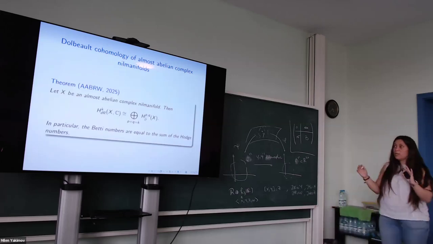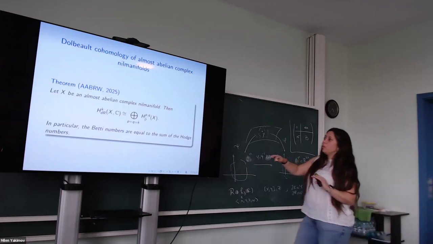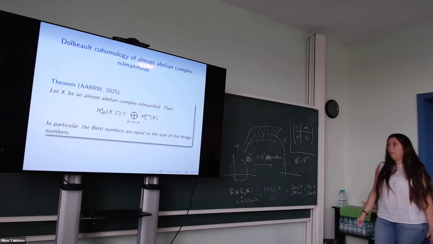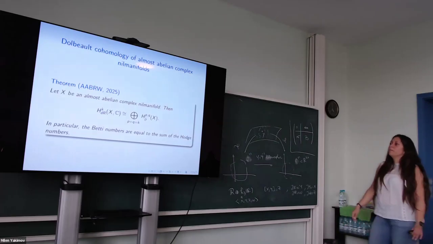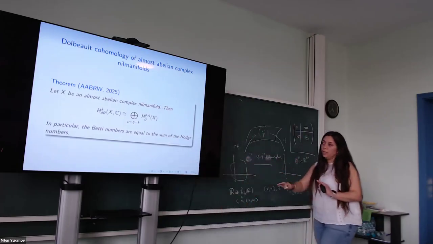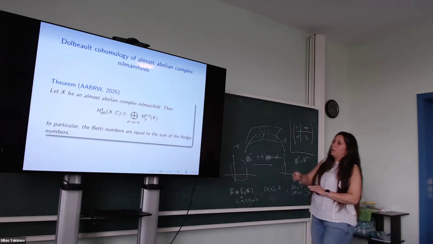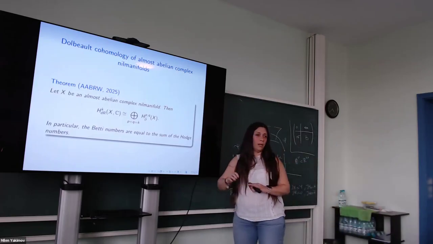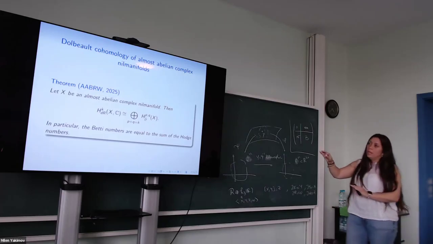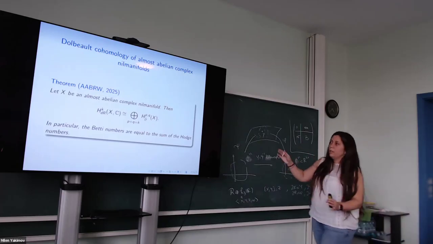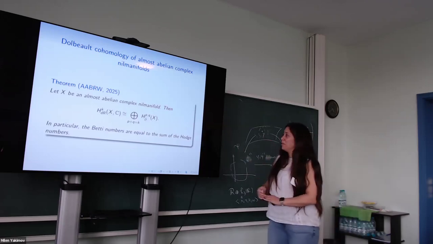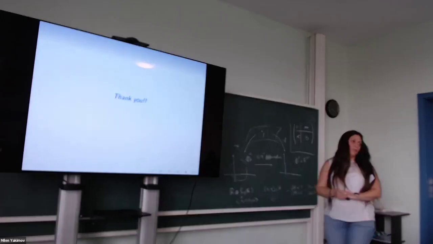And with these results, we could prove also that in order to compute the complex Dolbeault cohomology, you have to compute this sum. So in particular, the Betti numbers are equal to the sum of the Hodge numbers, which are the dimension of this. So this is well known in the Kähler case, but in general, it is not. So in our opinion, it's a nice result. And that's all. Thank you.